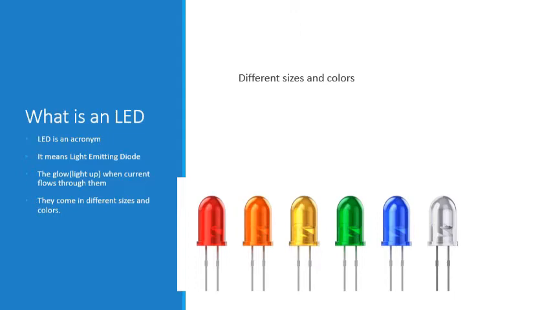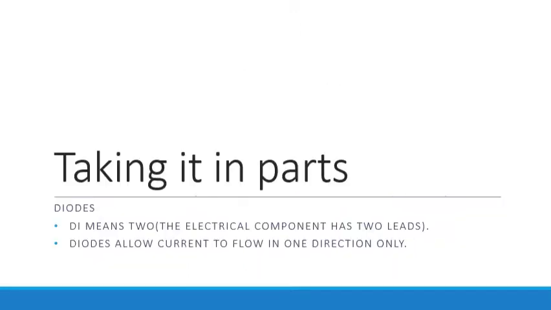LEDs come in different sizes and colors. You can see the different colors there. The LEDs are in your kit, so you see the ones you have. They also come in different sizes. The one you have in your kit is a 5mm LED. Now let's take the explanation in parts for better understanding.